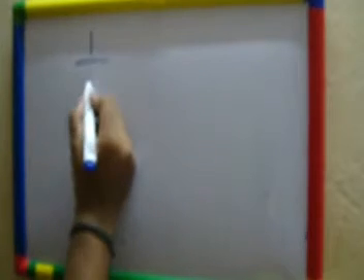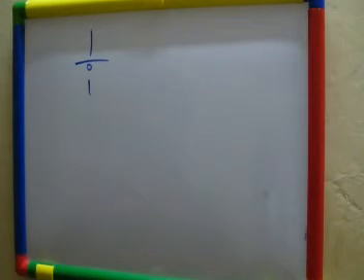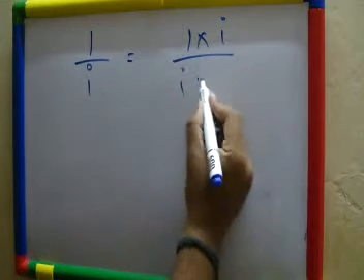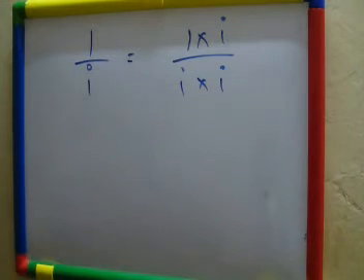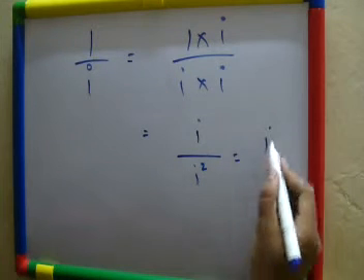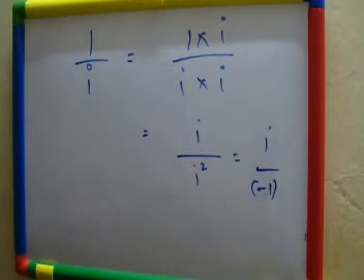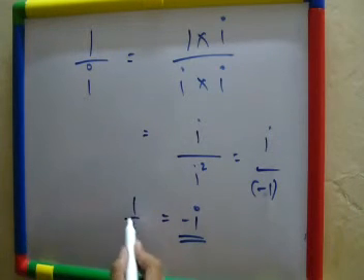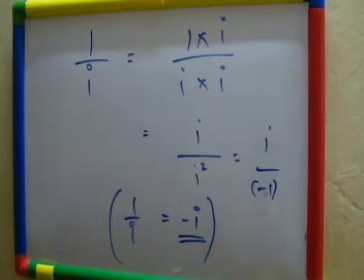Many a times in complex number problems we come across such a situation, 1 upon i. So this can be manipulated in this manner, multiplying i on both numerator and denominator, which is i upon i square, which is i upon minus 1. Hence it is minus i. So 1 upon i we can directly substitute as minus i.